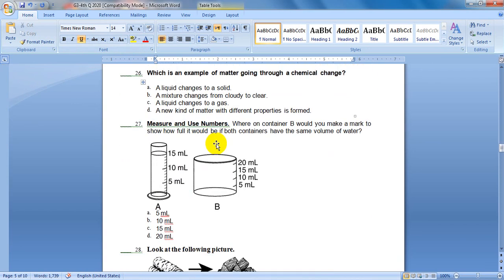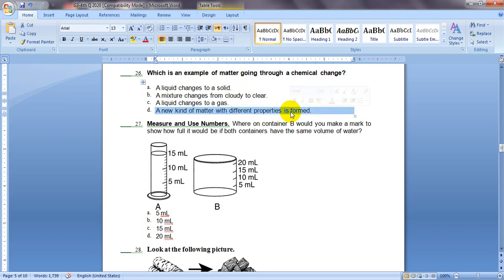The next, 26. Which is an example of matter going through a chemical change? A liquid changes to a solid. A mixture changes from cloudy to clear. A liquid changes to a gas. A new kind of matter with different properties is formed. A chemical change forms a new kind of matter, so the answer will be letter D.